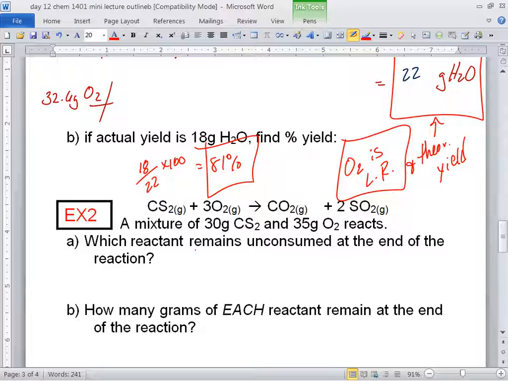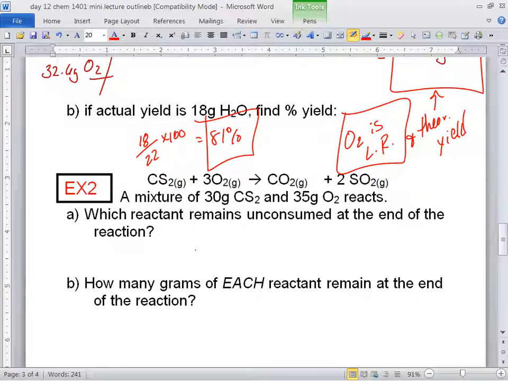So there's two ways to go about it. Seems to me, since you have to do two calculations, it really doesn't matter how you go about it. The idea is you have to use the limiting reagent for all calculations. So you've got to find out which one is the limiting reagent.